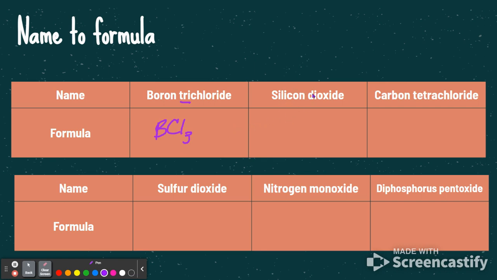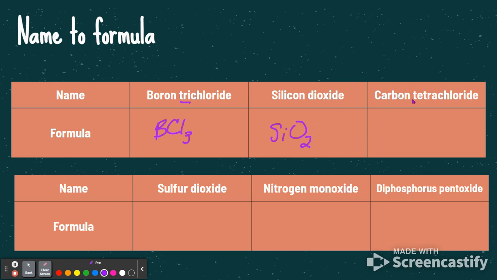All right, the next one, silicon dioxide. Silicon is Si. No prefix in front. So I keep going. Dioxide, as we've seen already, that's going to be an O and 2 subscript. Okay, please make sure that these are all subscripts, not superscripts. Okay, not numbers up top, not in the middle, but at the bottom.